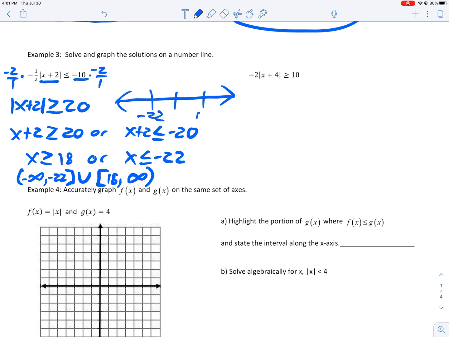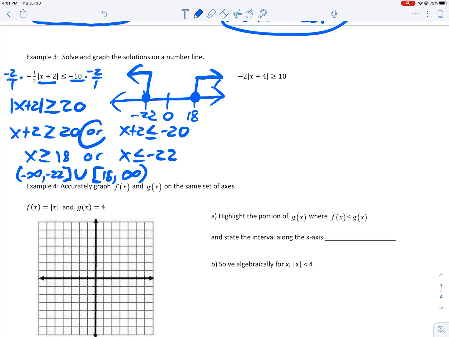On a number line, again, I just need the three numbers, negative 22, 18, and pick a number towards the middle, so I'm going to pick 0. Solid dot for both of them. Where the number is greater than 18, they're to the right. The numbers less than negative 22 are to the left. And again, because it's an or, the arrows are going to go away from each other.